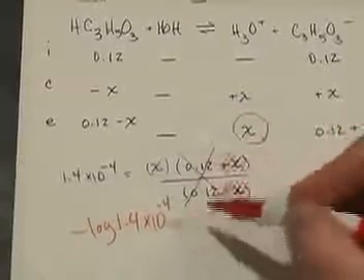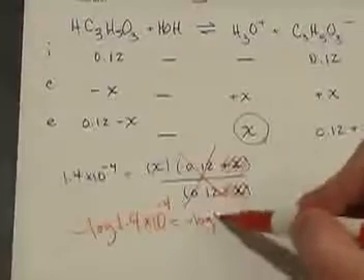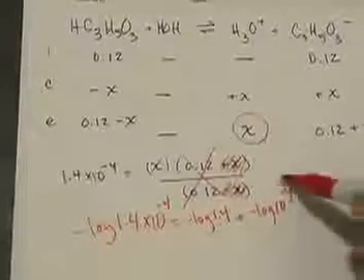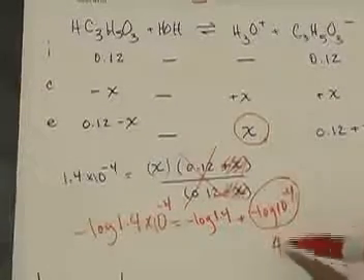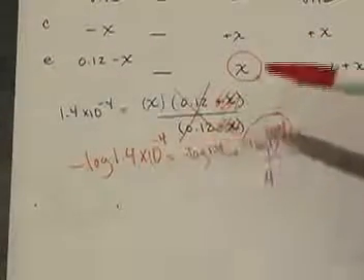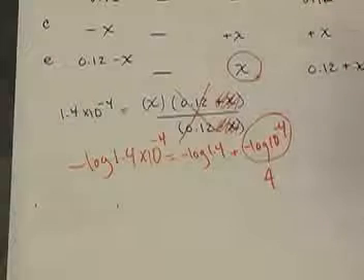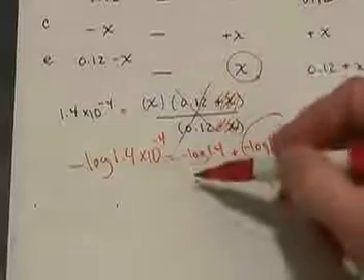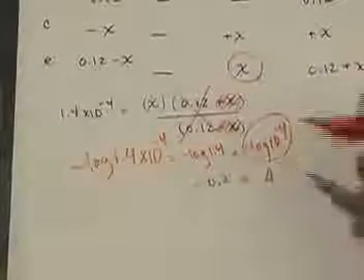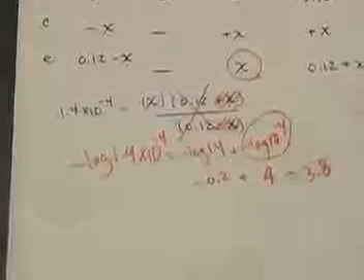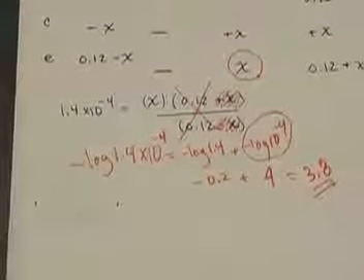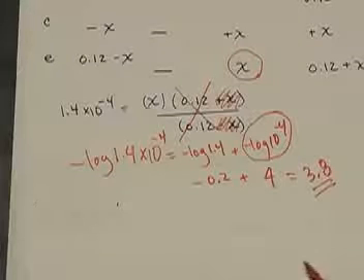And if I can do that in my head, I'll be doing the negative log of approximately 1.4 plus the negative log of 10 to the negative fourth. This, of course, is going to end up being about 4. And this right here, the negative log of 1.4, and the negative log of 3 is 0.5, so I'm going to guess that this is going to be approximately 0.2. So I'll subtract 0.2 from it, and it'll end up being about 3.8. If you want to do it in your calculator, you should come up with a pH pretty close to 3.8.